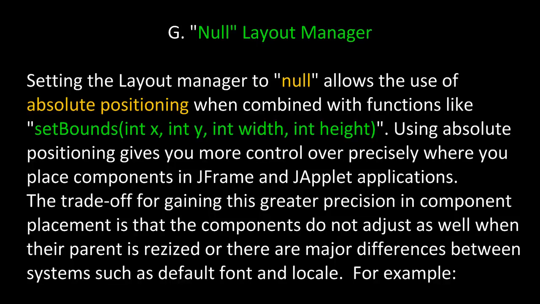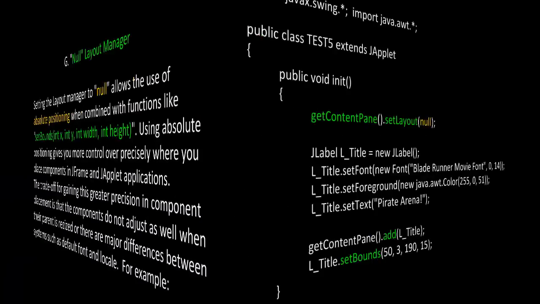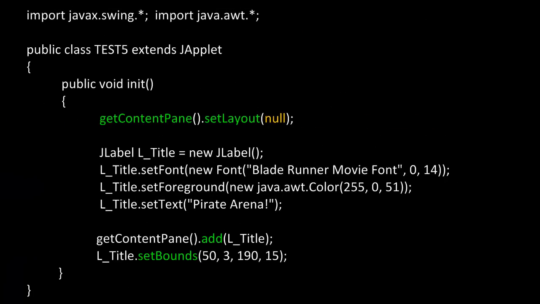For example, here I'm calling the function getContentPane and then setLayout, and I'm passing in null as the argument. So in this case, there's no layout manager being used. Because of that, I have to call the method setBounds on my JLabel to specify the XY position and the width and the height.